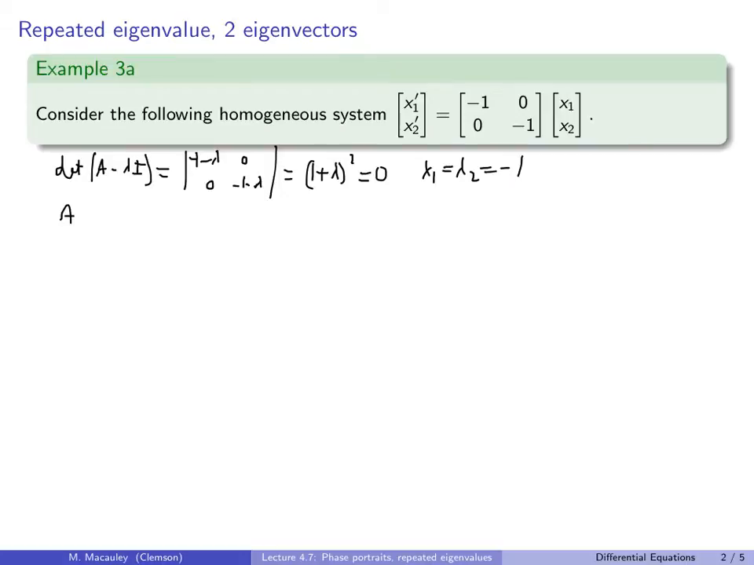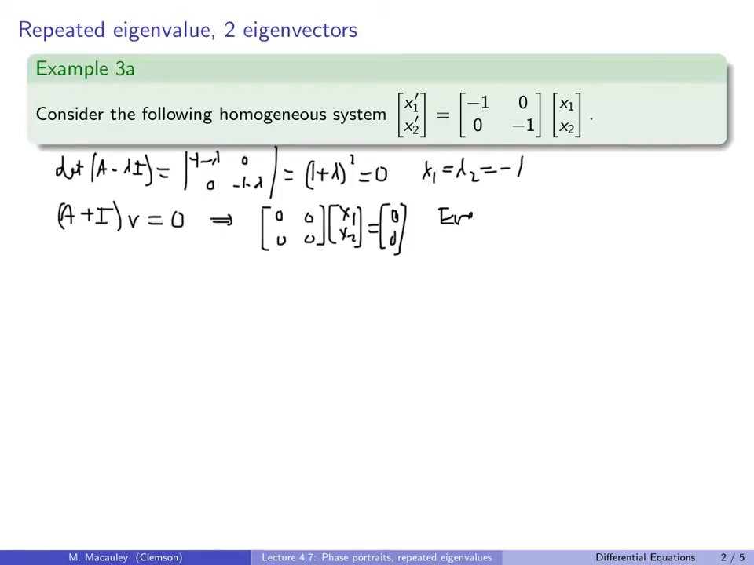So A minus lambda I, which is A plus I, times v equals 0, we need to solve for v. So that's 0, 0, 0, 0. Actually, I should make that a matrix, not a determinant, times x1, x2 equals 0, 0. So every single vector, x1 and x2, satisfies this. So we have every vector is an eigenvector.